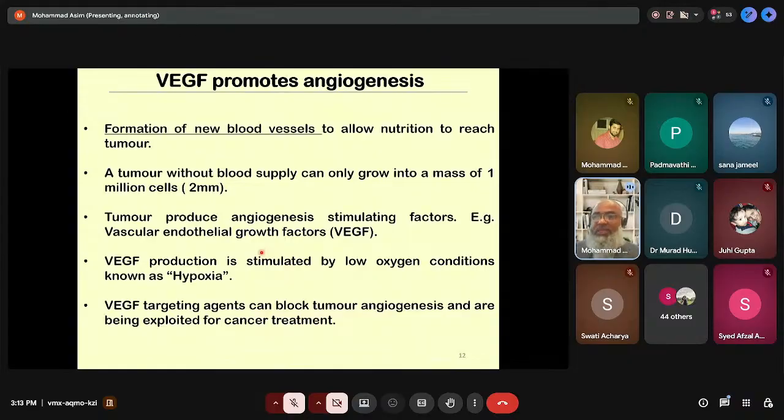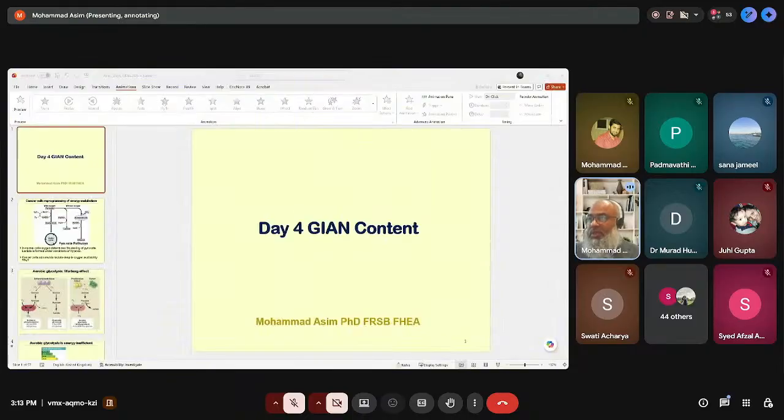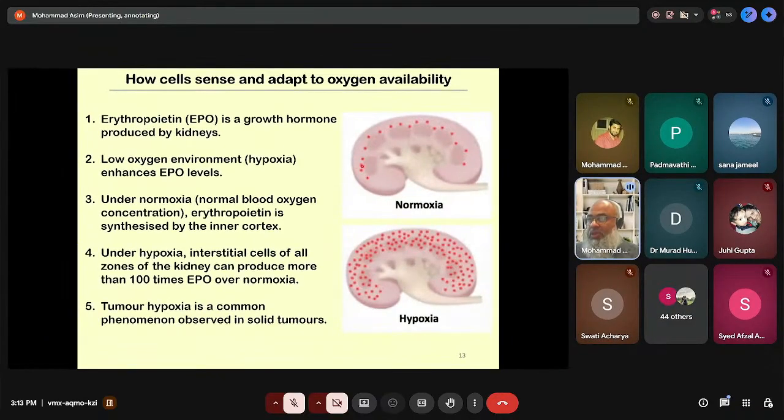What happens is that there is an important hormone that regulates the formation of RBCs. We call this hormone erythropoietin. Now, erythropoietin is a type of growth hormone, which is again a protein. It is made exclusively by the cells. You see these cells in the cortex, the outer cells. These are the cells which are making the hormone erythropoietin.